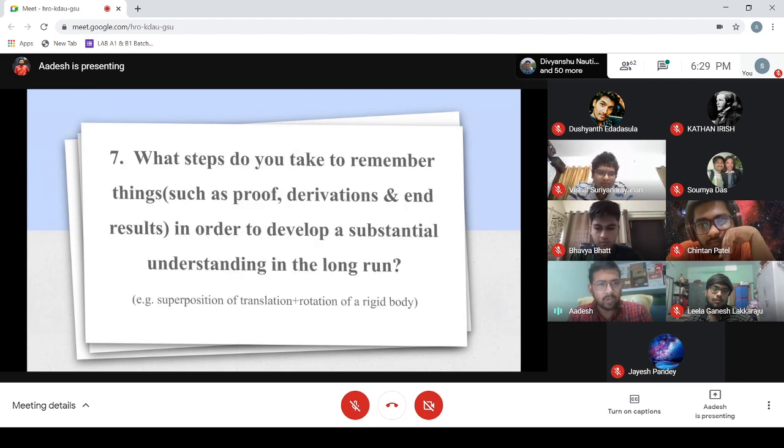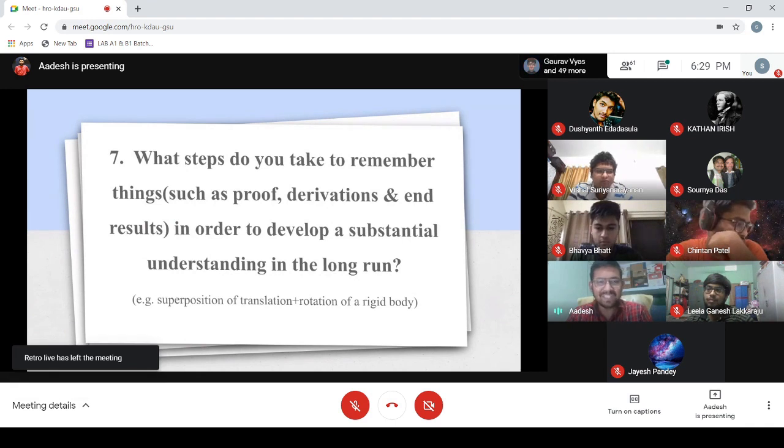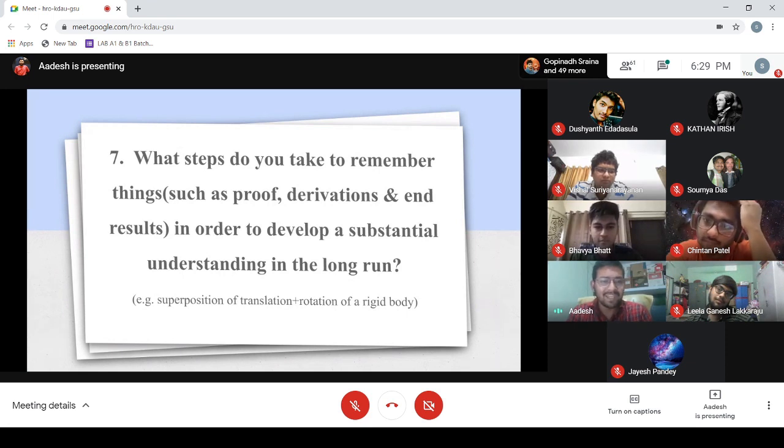And moving on to our next question, which is, what steps do you take to remember things? I think this is a pretty common question, which most of us would find relatable. We come across many proofs, derivations, and end results, and our Indian exams are mostly hungry about what you learn as an end result rather than the derivations. Not an exhaustive thing to say, but in order to develop a substantial understanding of physics in the long run, do we need to remember things? Do we need to remember the proofs and derivations as well as the end results?